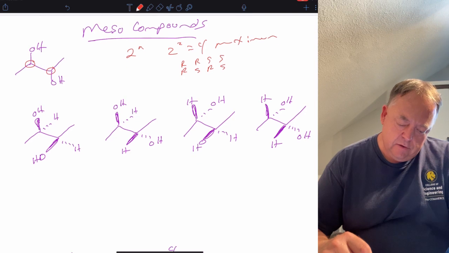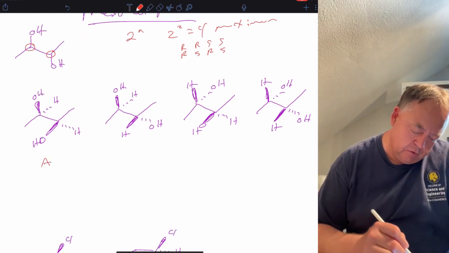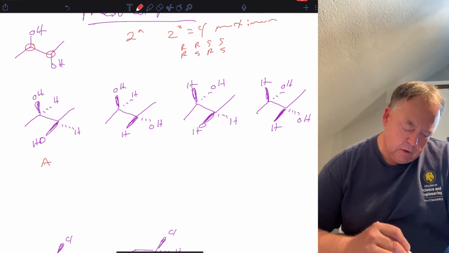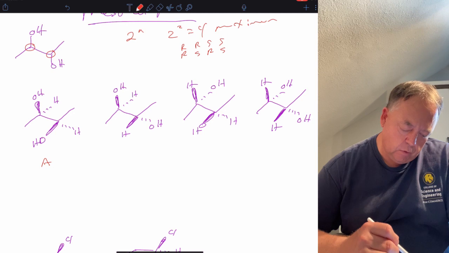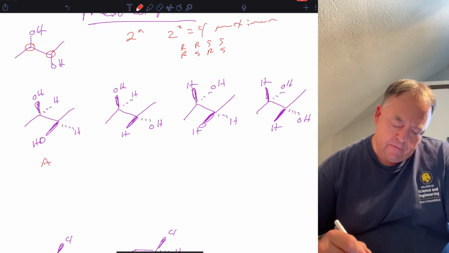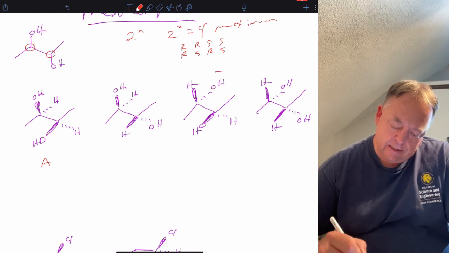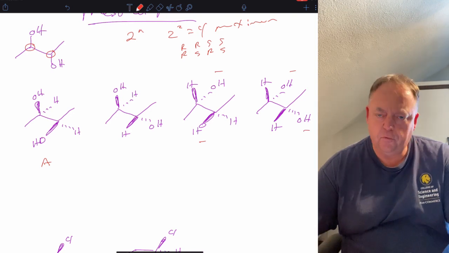Okay, so if we drew those 4 stereoisomers, and we call this molecule A, to show 3 dimensions in stereochemistry we need wedges. We could put both OHs on a solid wedge, or the first one could be on a solid and the second one on a dashed, or the first one on the dashed and the second one on a solid wedge, or they could both be on dashed wedges. Right? That's the 4 possibilities.